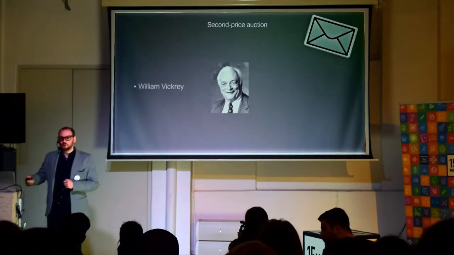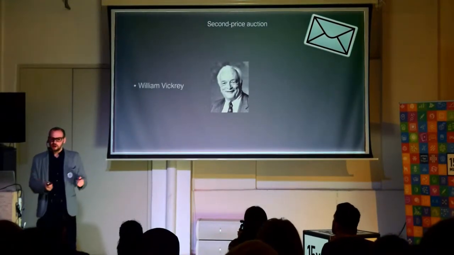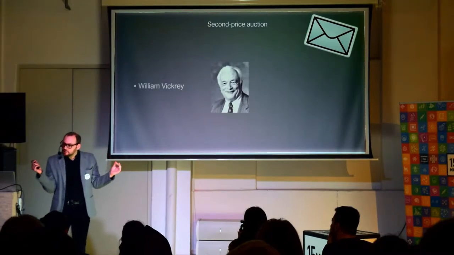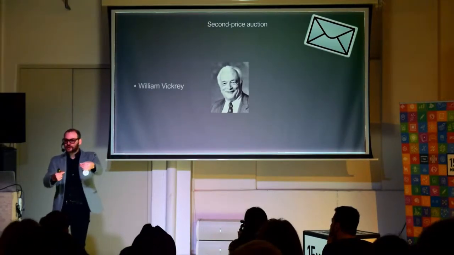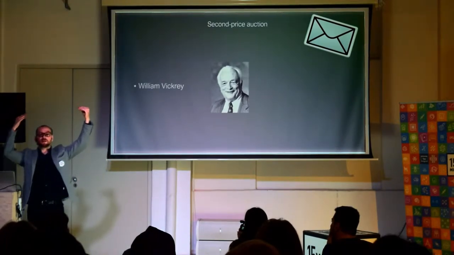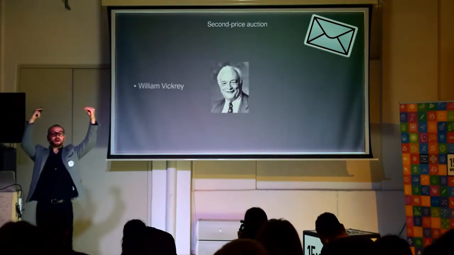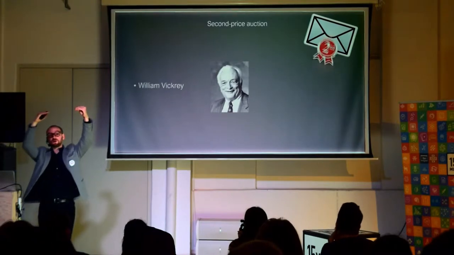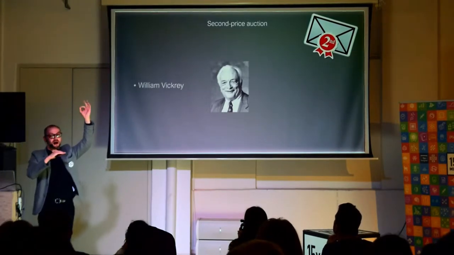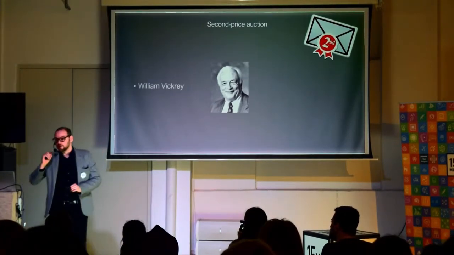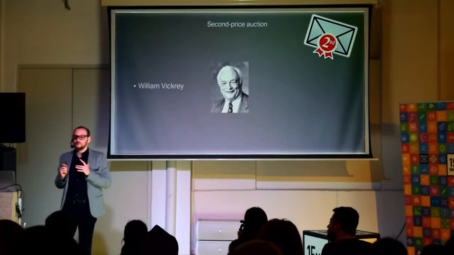So at first glance, it's quite similar to the previous one. Everyone submits their bid simultaneously, secretly, in an envelope, for example. The auctioneer chooses the highest bid, and this is the winner. But here comes the difference. The winner doesn't pay his price, he pays only the second highest price. Why that?